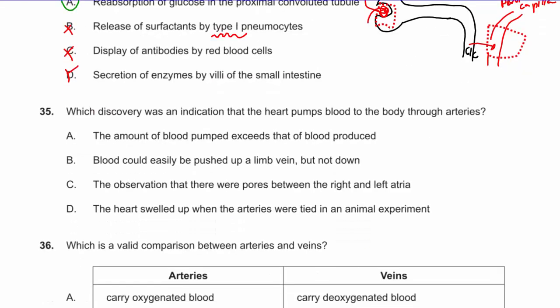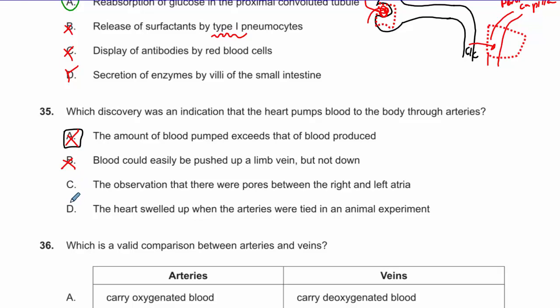35. Which discovery was an indication that the heart pumps blood to the body through arteries? A is wrong because it's a closed loop, so you can't have different amounts of blood. B, blood could easily be pushed up a limb vein. I'm not sure how you would define up. In veins you have the proximal and distal part. I don't know what would be up.